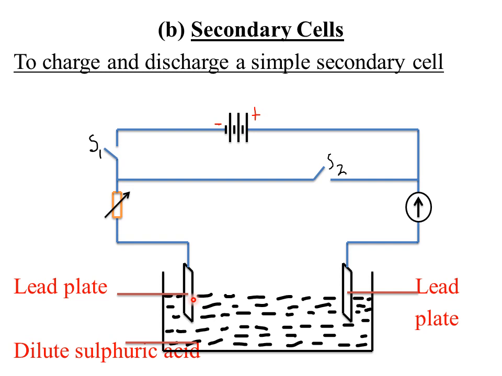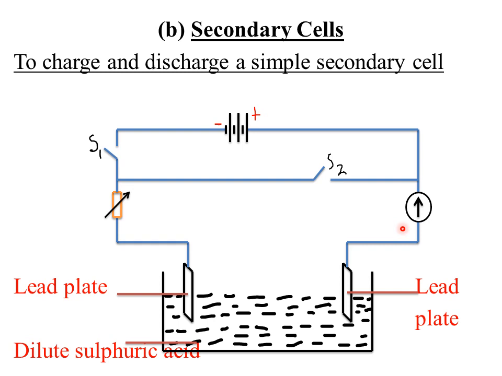Then the flow of current through the ammeter decreases with time, because the cell starts supplying current in the opposite direction to the charging current. So during discharging, the current moves in the reverse direction, therefore the cell discharges, and the ammeter also deflects in the opposite direction. That is during the charging process.